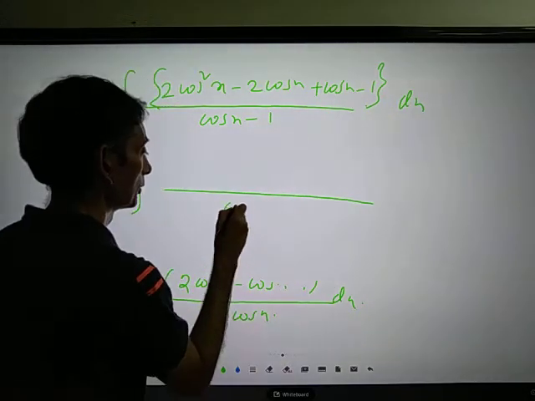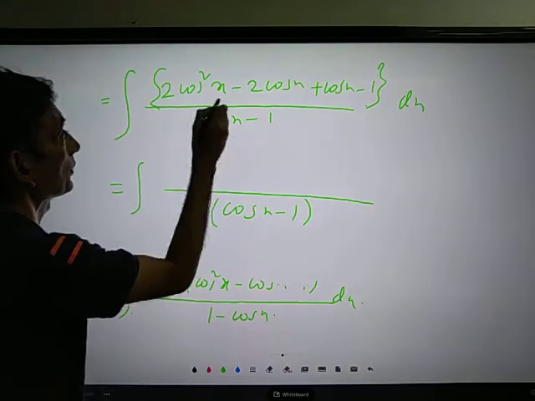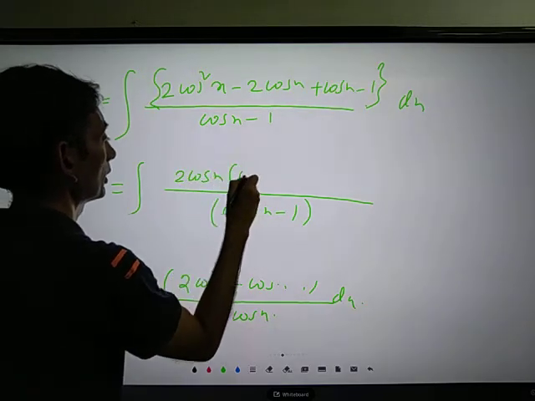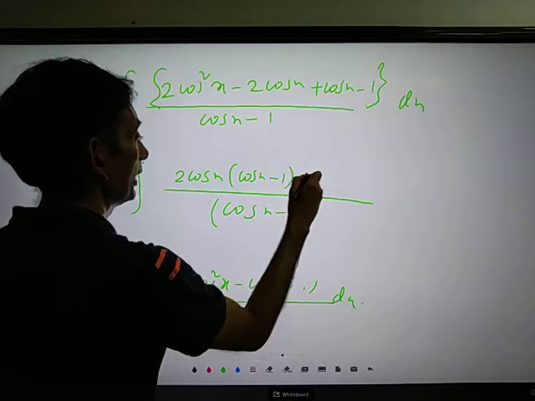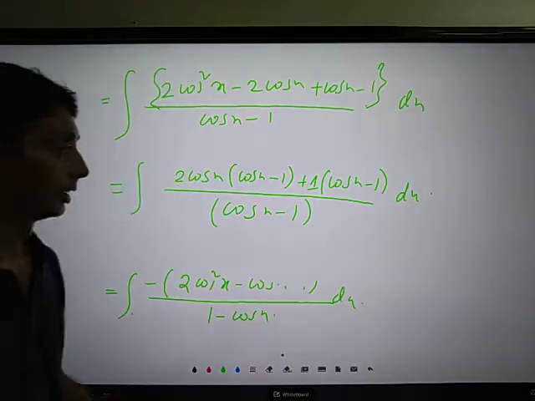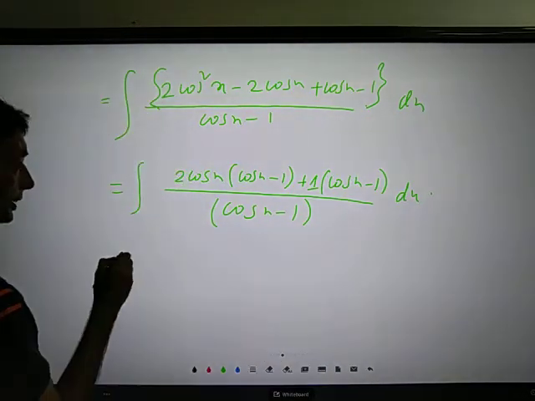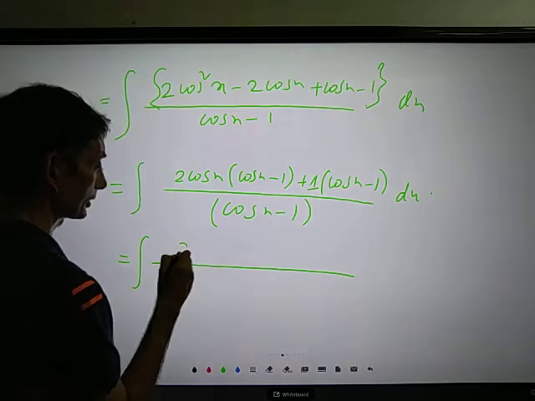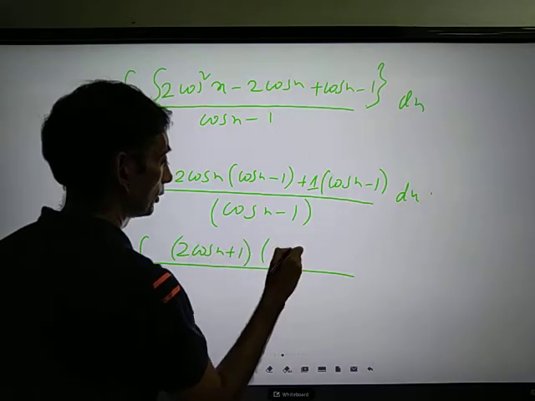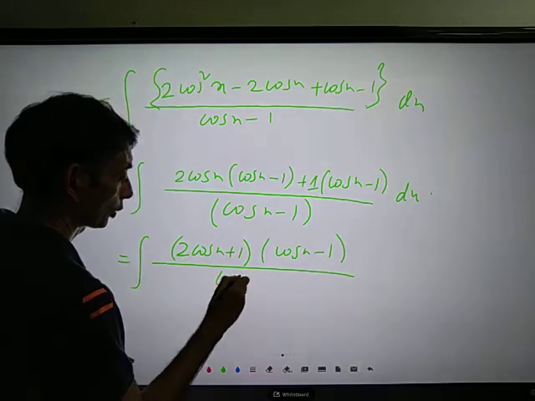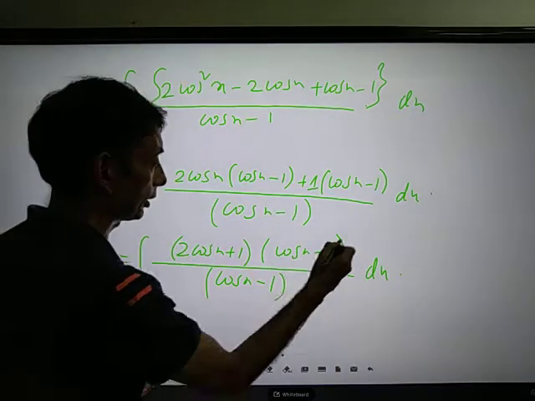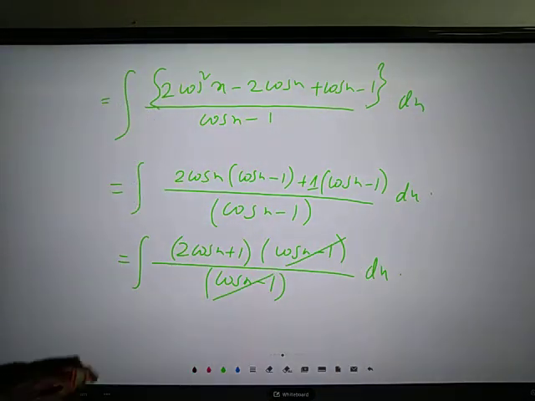So cos x minus 1, and if you take 2 cos x common, it will be cos x minus 1, and if you take plus 1 common, cos x minus 1 dx. So the next step is 2 cos x plus 1 and cos x minus 1 and cos x minus 1 dx. Fine, so just cancel out this. So what's left is 2 cos x plus 1.